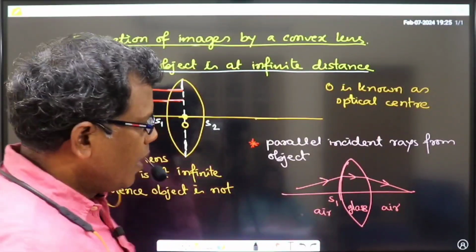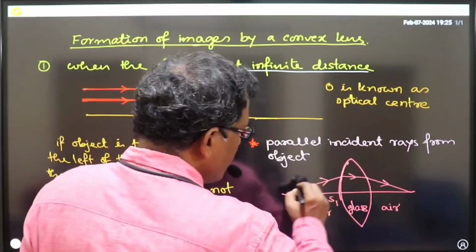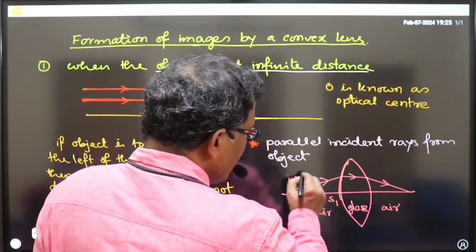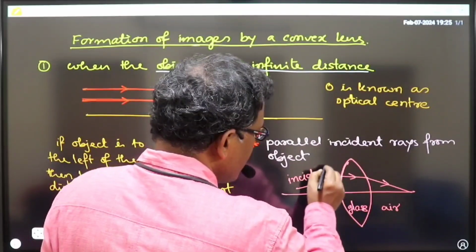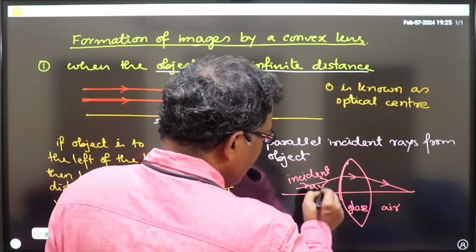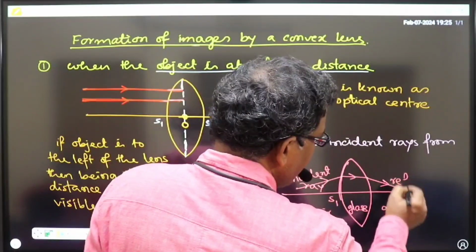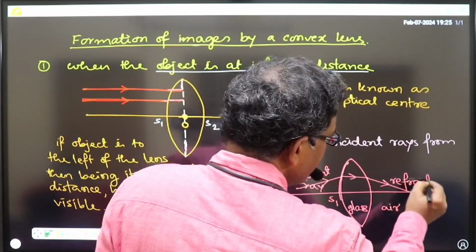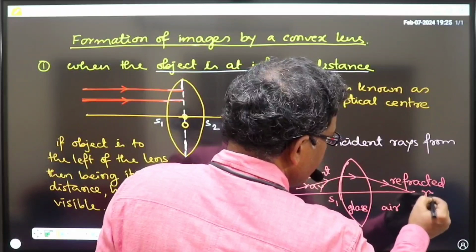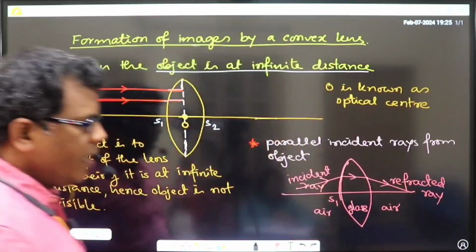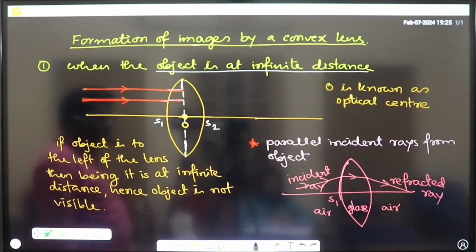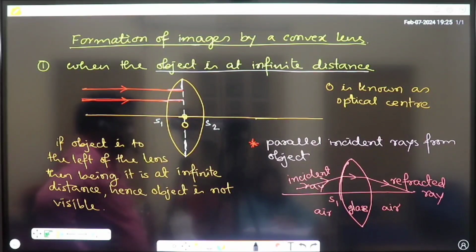Okay. So ultimately we consider this the incident ray, and this the final refracted ray. Are you getting me or not? Are you all getting me? We mainly discuss the incident ray, the portion of the light ray which appears before entering the lens, and the final refracted ray which appears after passing through the lens, right?